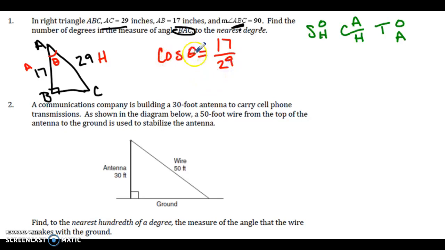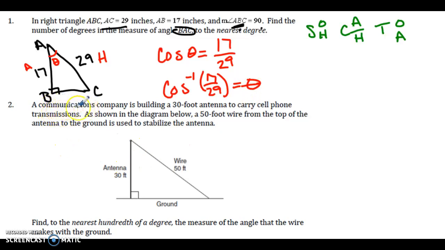And now I'm trying to find this missing angle, theta, and so I want to get rid of the cosine. And we talked about to undo the cosine function, we do on our calculator what's called the inverse cosine. It looks like this, inverse cosine of the fraction 17 over 29. You type that in your calculator and that will give you the value of theta. So you're going to do that.